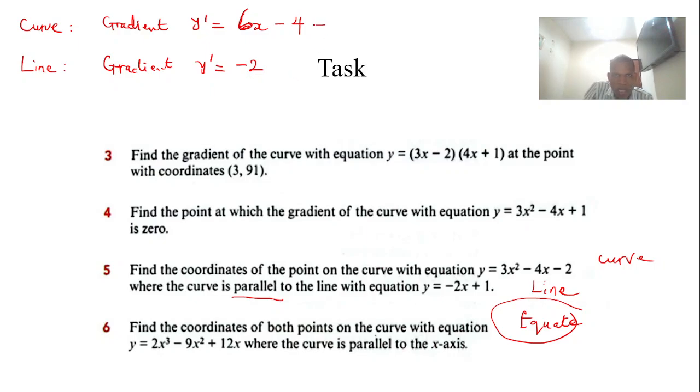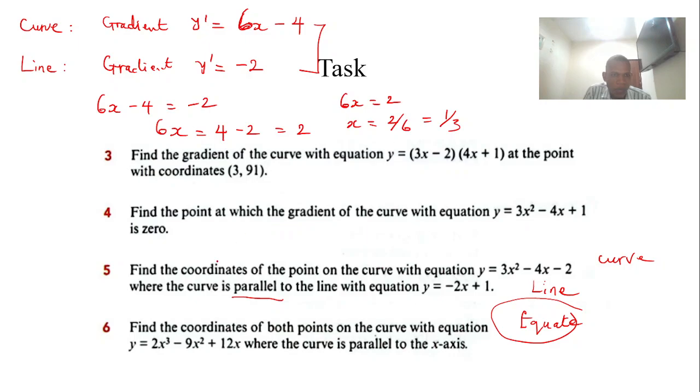So I'm going to equate these two things, because they are parallel, so they have the same gradient. That's why I'm going to equate them. So I have 6x minus 4 is equal to negative 2, right? From here now solve for x. So I have 6x is equal to what? If I move negative 4 across, I have 4 minus 2, right? This is 2. So obviously I have 6x is equal to 2. The value of x should be what? 2 over 6. So I have 1 over 3, right?